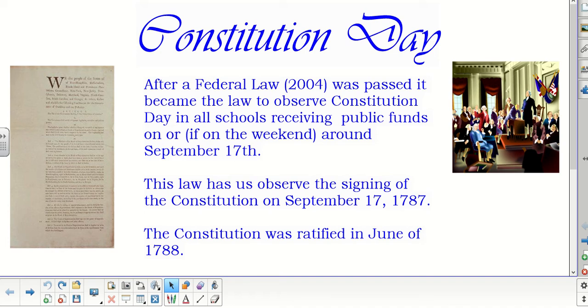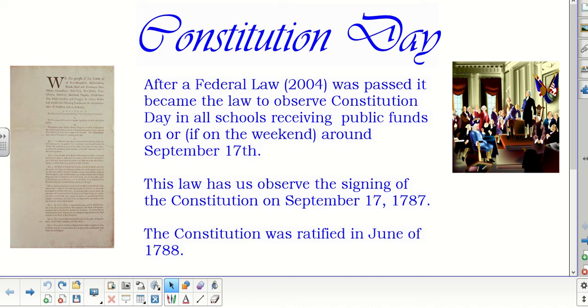But today is Constitution Day. That is a federal holiday. A federal law in 2004 made it the law that we had to observe this day in all schools receiving public funds. It's usually observed September 17th unless that falls on a weekend, and then usually they say the Monday or Friday before. The law is to observe the signing of the Constitution, September 17th, 1787.